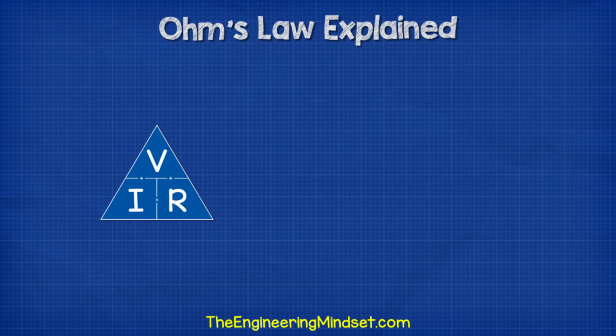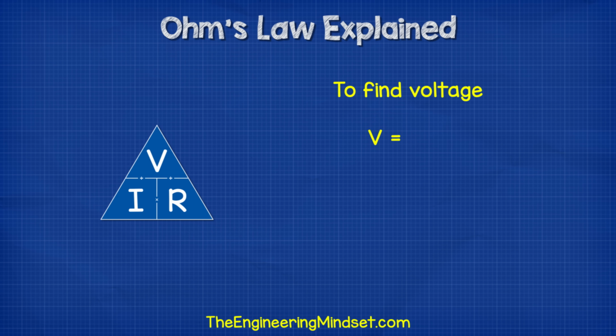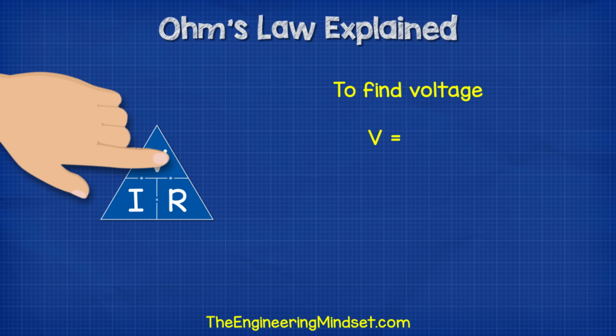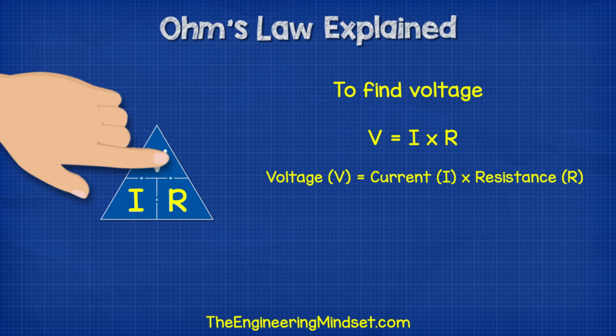Now all we do when we need to use a formula is cover up the letter we need. So if we want to find the voltage, then we write V equals, and then we cover up the V in the triangle. That leaves us with I and R. So we write I multiplied by R, which means voltage equals current multiplied by resistance. You can write a little multiplication symbol in the triangle between the two letters if it helps you.